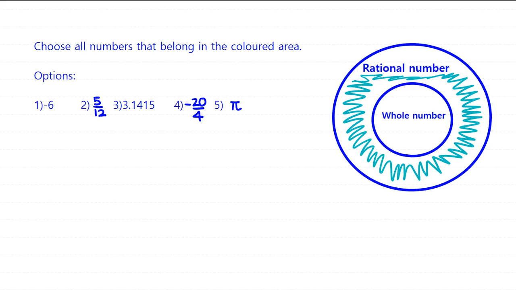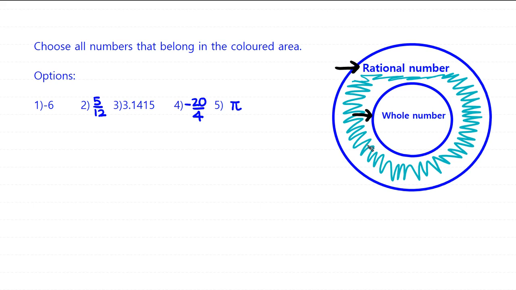When you look at this diagram to know what the colored area is, it belongs in the section of rational numbers, but it does not belong in the section of whole numbers. That means the numbers can indeed be expressed in the form of fractions, but are not whole numbers and have remainders beyond the decimal point that are other than 0. So let's look at our options.